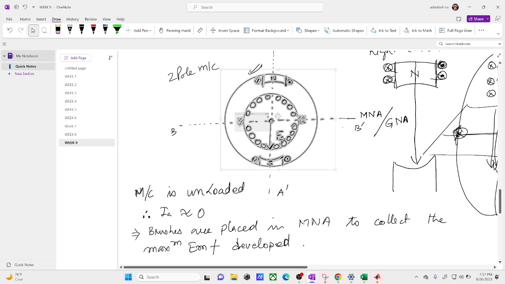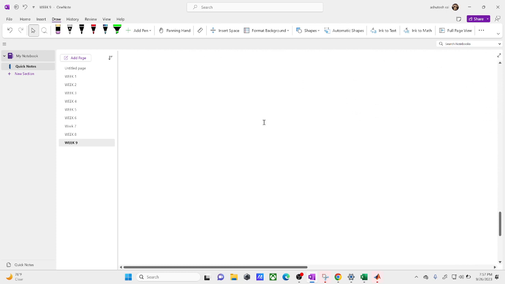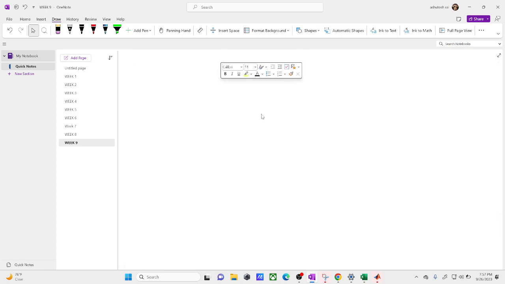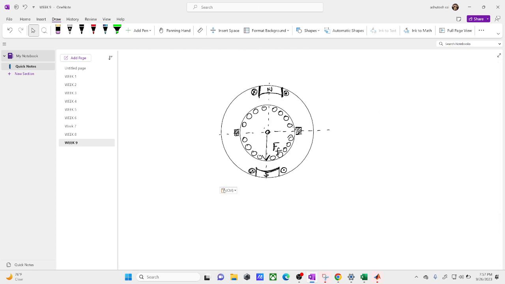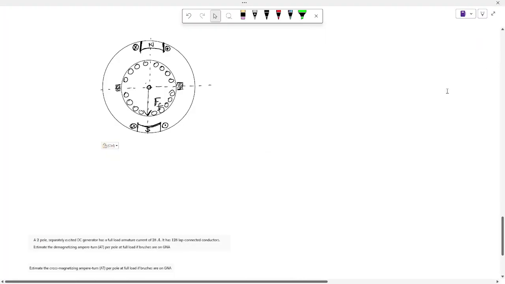Sir, this is the ideal condition where the machine is unloaded. IA is 0, almost equal to 0. But in practical conditions, there will be some current.